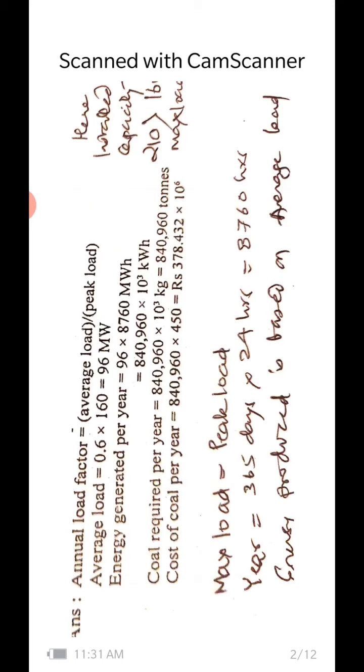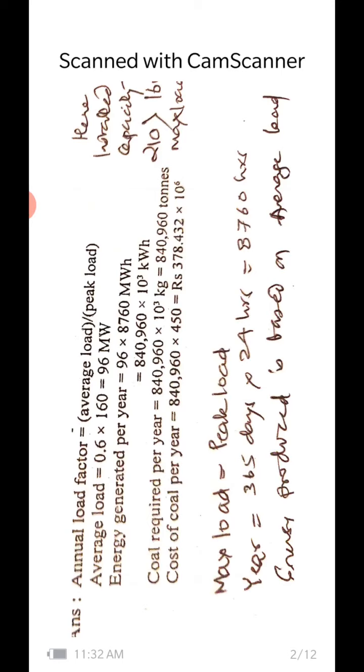That is 8,40,960 into 10 raised to 3 kilowatt hour or units. Now, coal required. What is the coal required for the plant? So 8,40,960 into 10 raised to 3 kg, because for 1 unit they are told that 1 kg of coal is required.